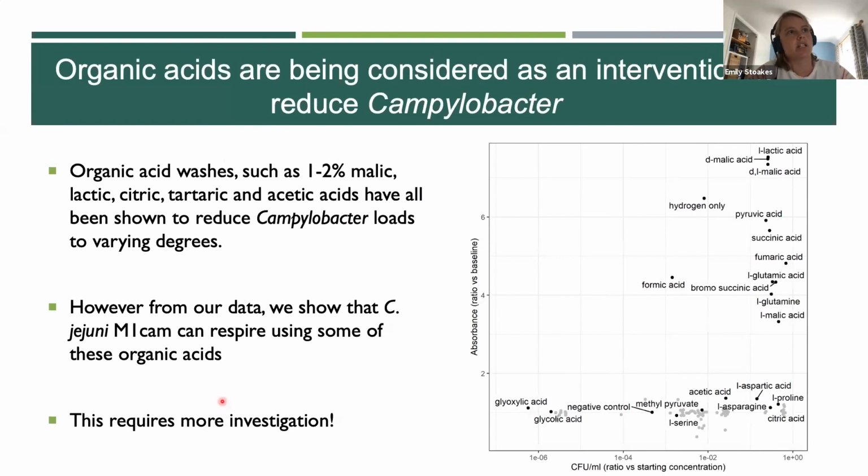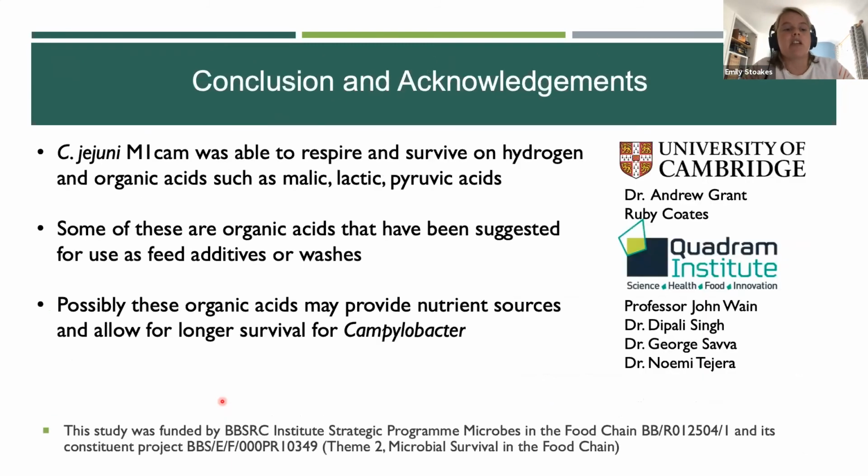So what struck us as interesting with this is just that a lot of organic acid washes are being suggested as interventions to reduce Campylobacter, and they do reduce Campylobacter loads. However, what we're seeing is that with this strain, it's actually allowing it to respire. So this requires more investigation, and we think that maybe we should use this model to find acids which would never be used by Campylobacter to begin with. So in conclusion, M1cam was able to respire and survive on hydrogen, and some of these organic acids need more investigation in terms of food safety.